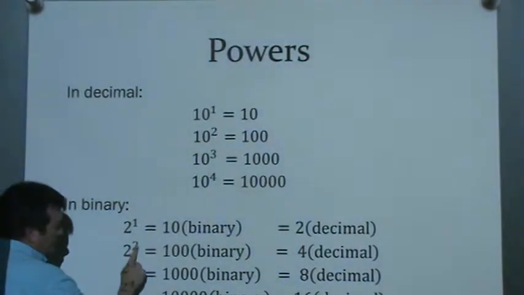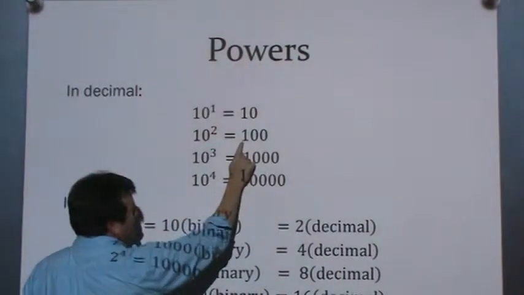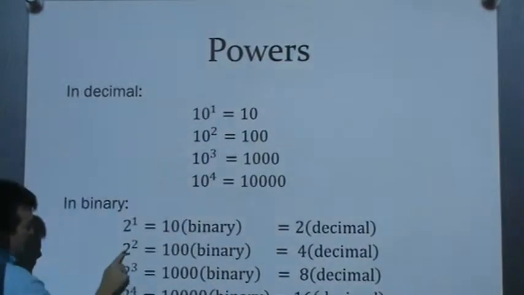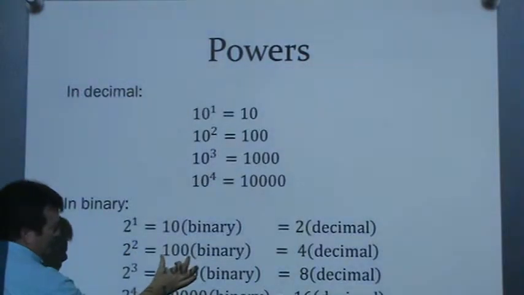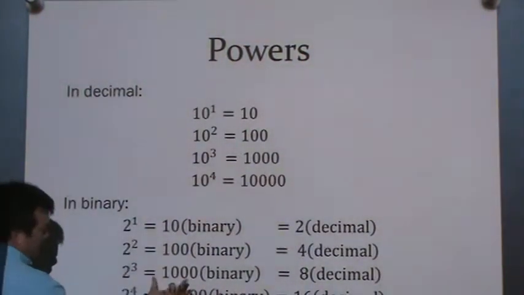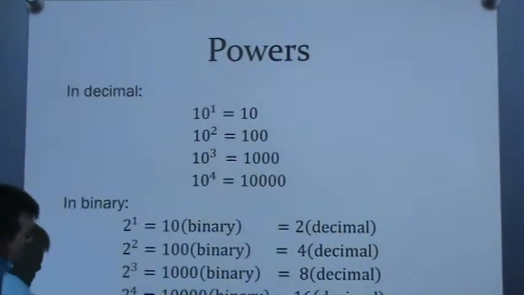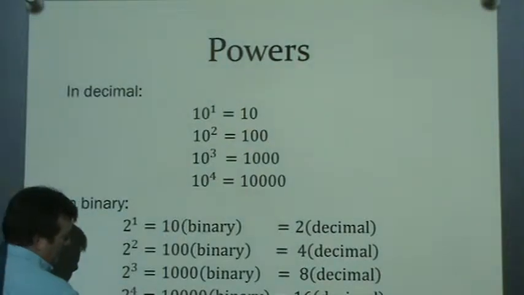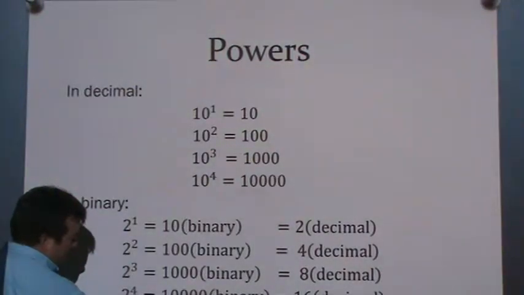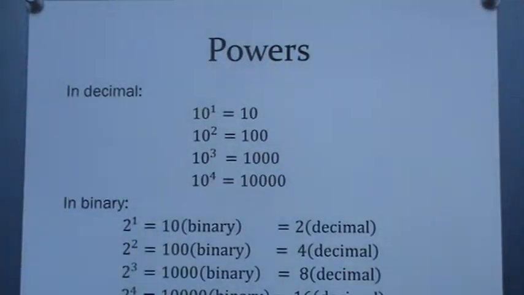2 to the 2 is a 4, just like here. So the radix to the power of 2 is written like this. The radix 2 to the power of 2 is written like this in binary, which is 4 in decimal. 2 to the 3 is written like this in binary, 1000, which is an 8 in decimal. 2 to the 4 is a 1 with 4 zeros in binary, and that's a 16 in decimal.